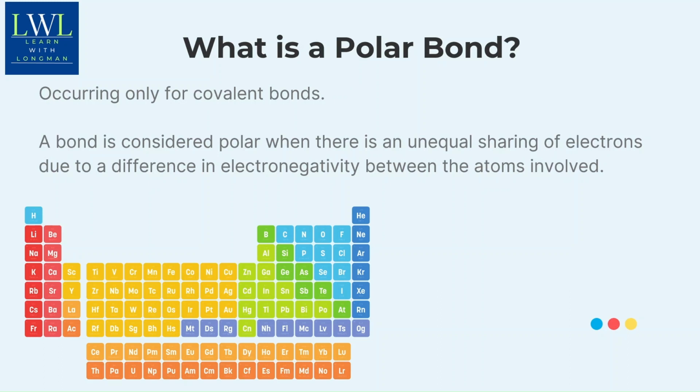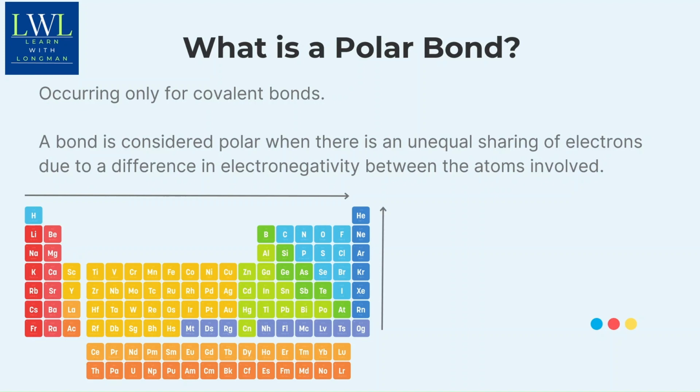Polar bonds occur only in covalent substances, which contain covalent bonds. A bond is considered polar when there is an unequal sharing of electrons due to a difference in electronegativities between the two atoms involved. Remember, electronegativity is an atom's ability to attract electrons, and it increases from the left to the right of the periodic table and from the bottom to the top of the periodic table.